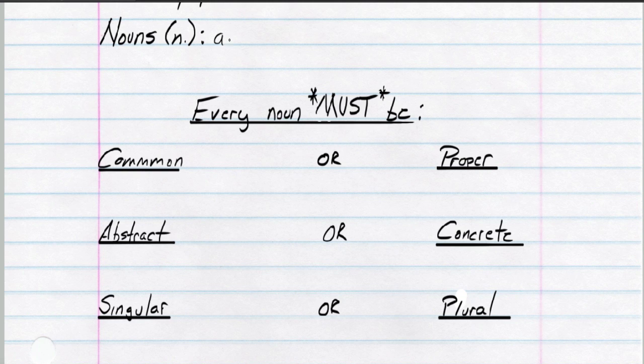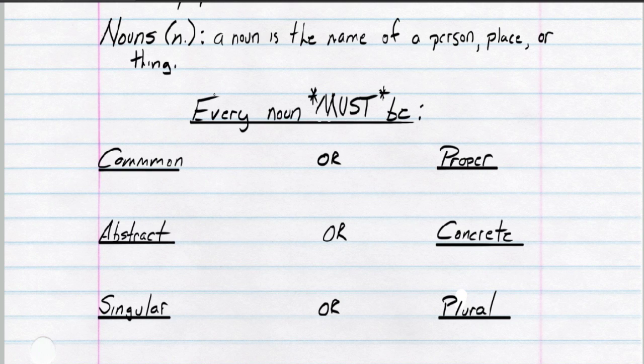Write down what I am writing down. A noun is the name of a person, place, or thing. A noun is the name of a person, place, or thing. Some people will put down here that it's also an idea, but to me an idea is a thing, so we'll just keep it simple. We'll make it a noun is the name of a person, place, or thing.